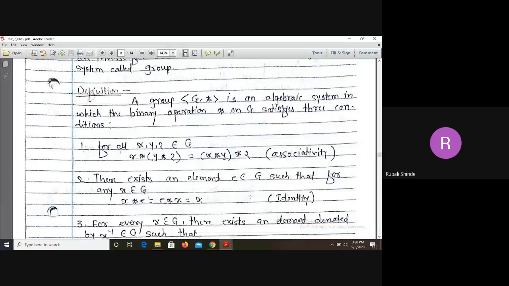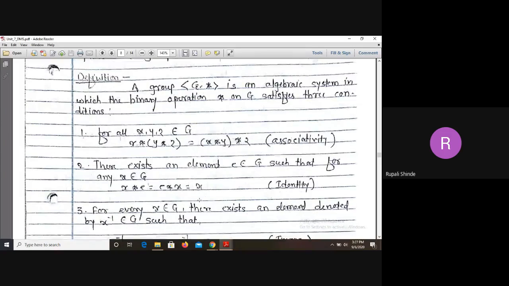The third property is for an identity element. There exists an element E belonging to G such that for any x belonging to G, x star E is equal to E star x is equal to x. Here E is an identity element. If you perform the operation on any element and the identity element, you will get that element only. This is the identity property.